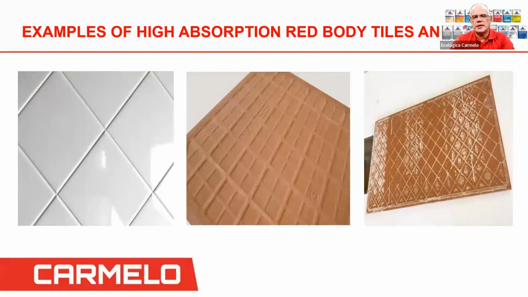So here's an example of those that are red tiles underneath. This is a very absorbent tile, and that's where you're going to use one without a polymer.